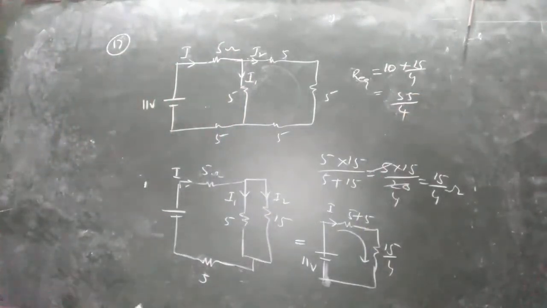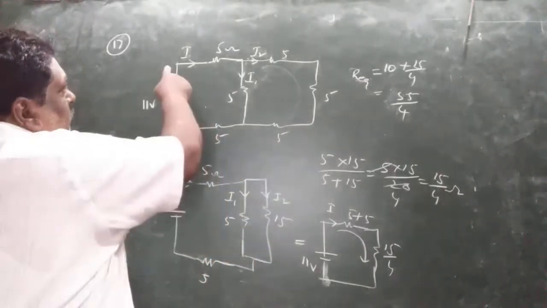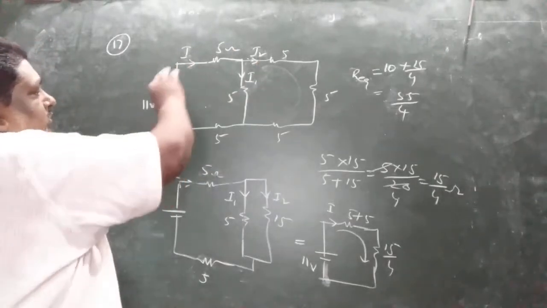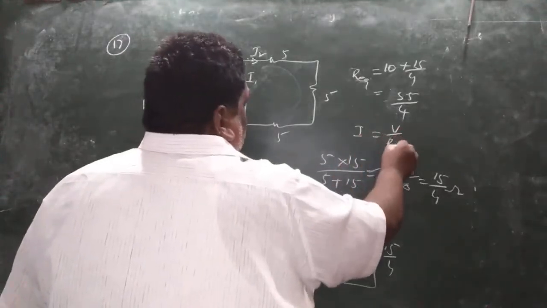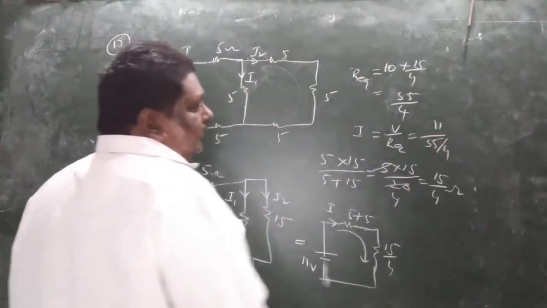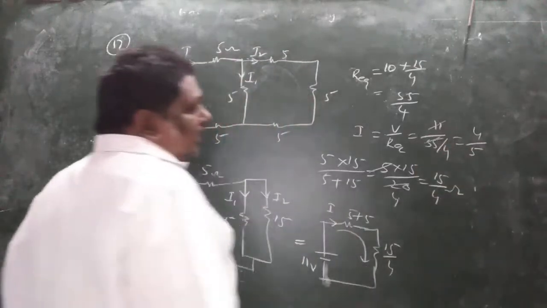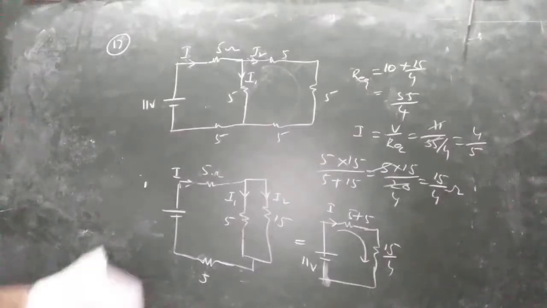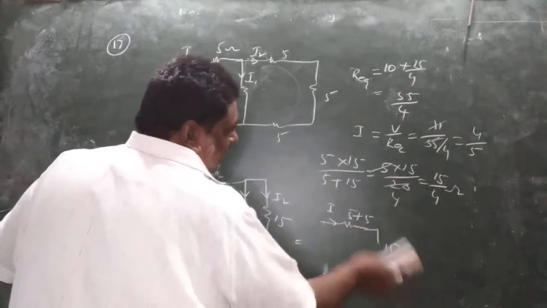Okay, now total R equivalent came. Total voltage 11. How much is the total current flowing in this I? This I is equal to total voltage by total resistance. I is equal to V by R equivalent. 11 by 55 by 4. So 4 by 11 5 times. Like that, I came 4 by 5. Total current is 4 by 5.